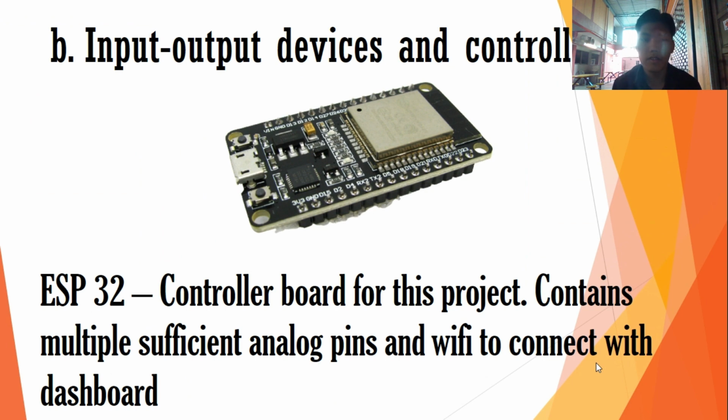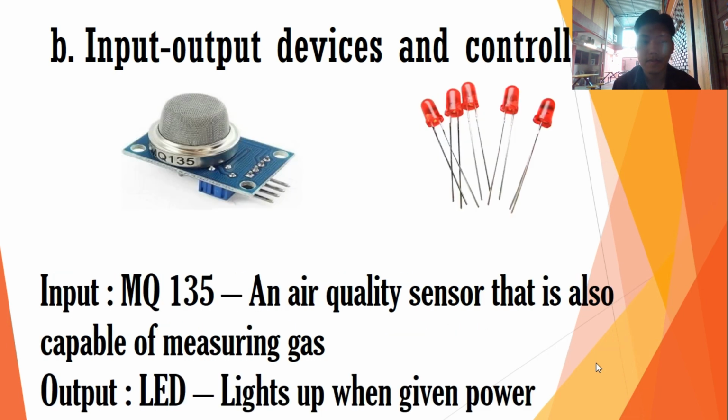So now we proceed to the input and output devices and the controller board used. As I mentioned earlier, I use the ESP32. The controller board for this project has multiple analog pins and Wi-Fi to connect with the dashboard. The dashboard gives back data that the sensors have measured, and to connect from the controller to the dashboard, we use Wi-Fi. That is why I used the ESP32, and the analog pins are very useful for more accurate data readings from the sensors.